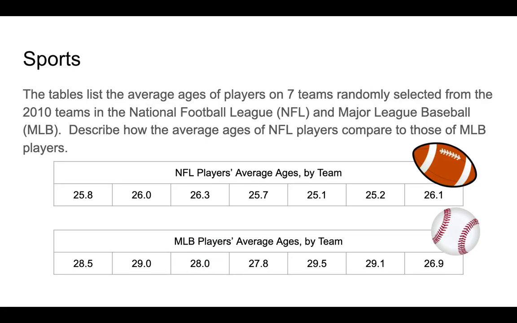Here's an example that will make more sense with sports. So the table lists the average ages of players on 7 teams randomly selected from the 2010 teams in the National Football League and the Major League Baseball. Describe how the average ages of NFL players compare to those of MLB players. As you can see, we have two tables, and we have the average ages of players on 7 teams for both the NFL and the MLB. We're going to compare their mean and their median ages.